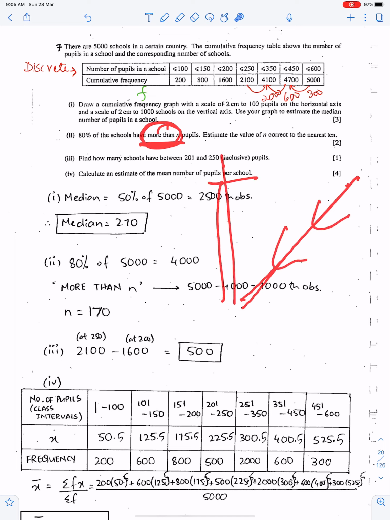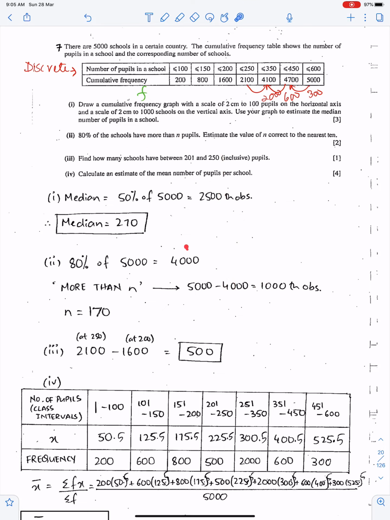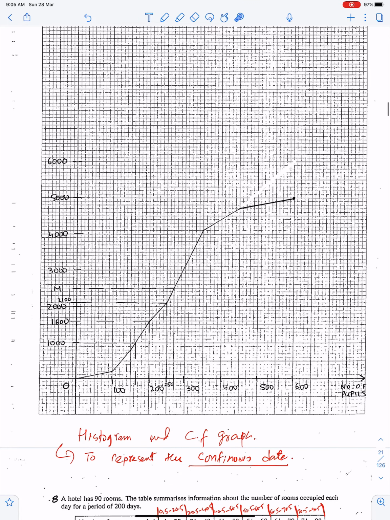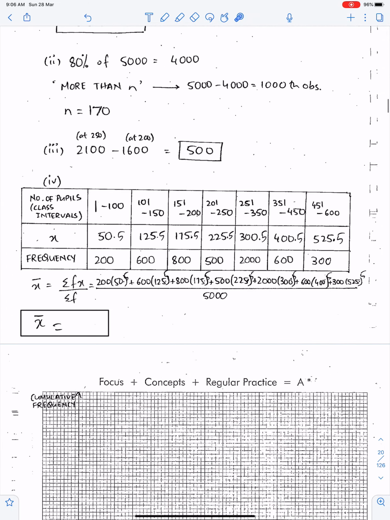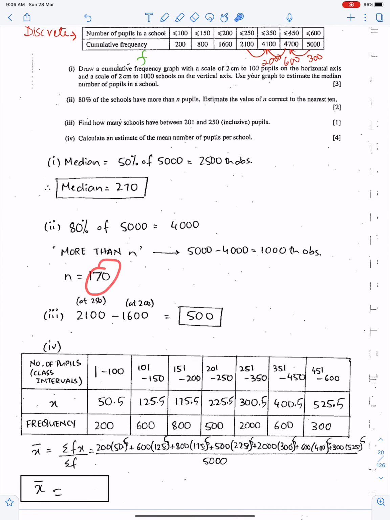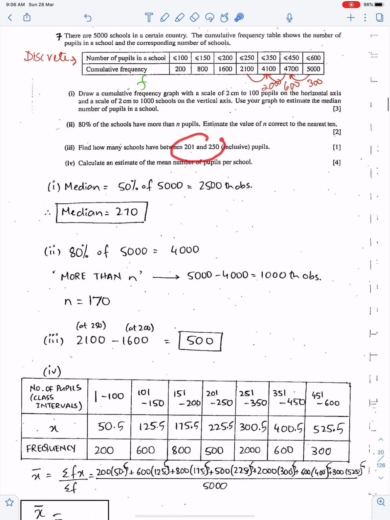So 4,000, count 4,000 in this way. So 4,000 means this. This is the 4,000. And this is the value of n, because this part is required. More than n pupils. Whenever they say more than, or at least, or minimum, always use this part of the curve. So n is this, 170. Find how many schools have between 201 and 250 inclusive pupils. 201 and 250. 500.